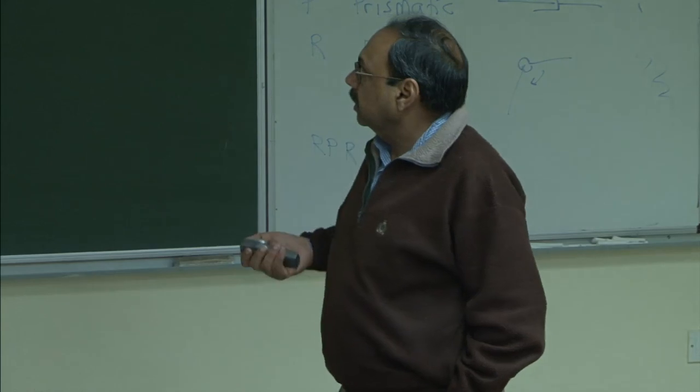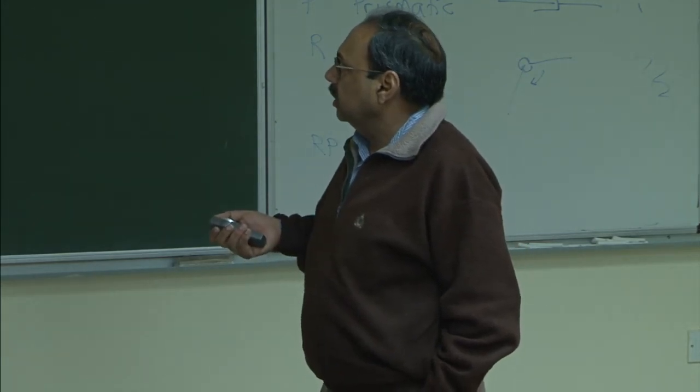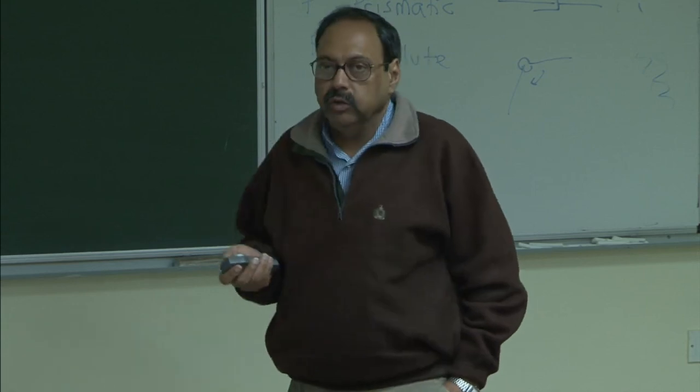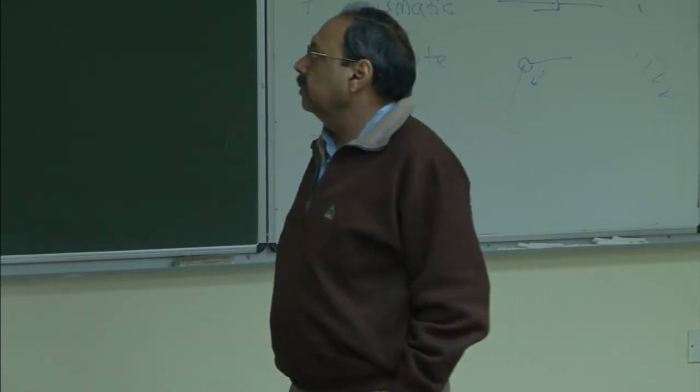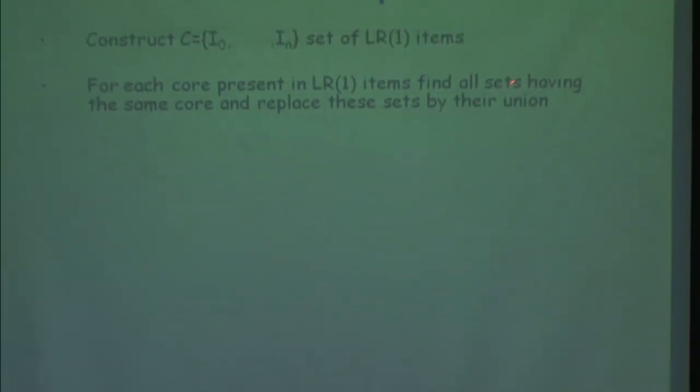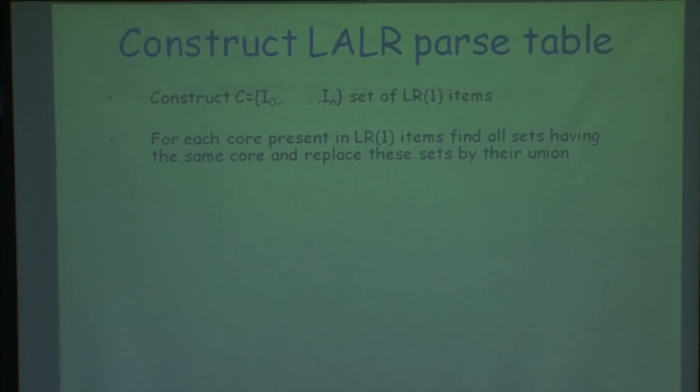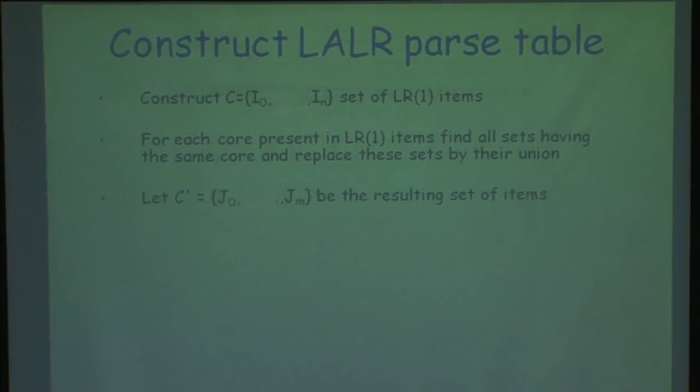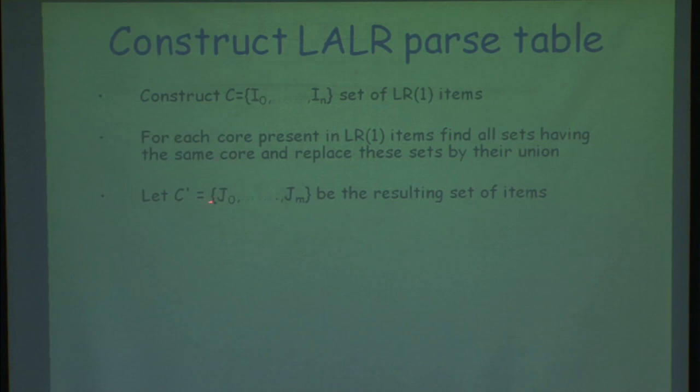So when we construct the LALR parse table, this is a longer step: first we construct all sets of LR1 items. This is the step we went through. And then we say that for each core which is present in LR1, find all the sets having the same core and replace this set by their union. And when I do that, I'm going to get now a set of LR1 items of the form J0 to Jm, after merging many of the states in I0 to In which have the same core. And once you do this, then we construct the parse table as we did earlier.